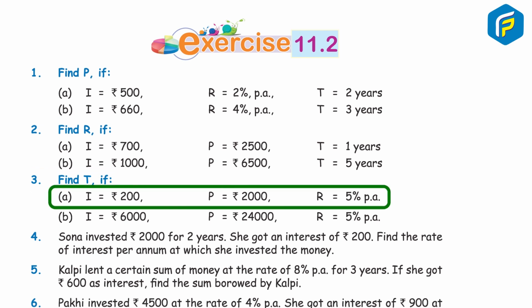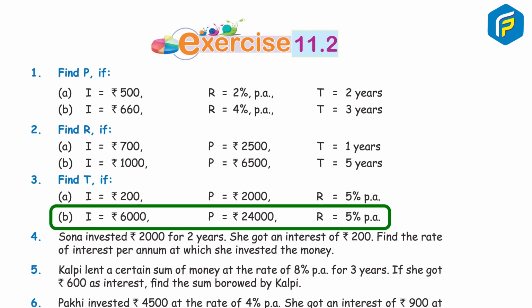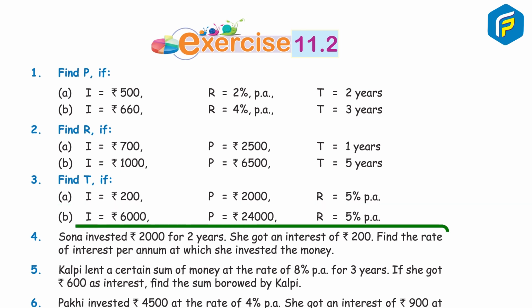I is equals to rupees 200, P is equals to rupees 2000, R is equals to 5% per annum. Answer: 2 years. B. I is equals to rupees 6000, P is equals to rupees 24,000, R is equals to 5% PA. Answer: 5 years.